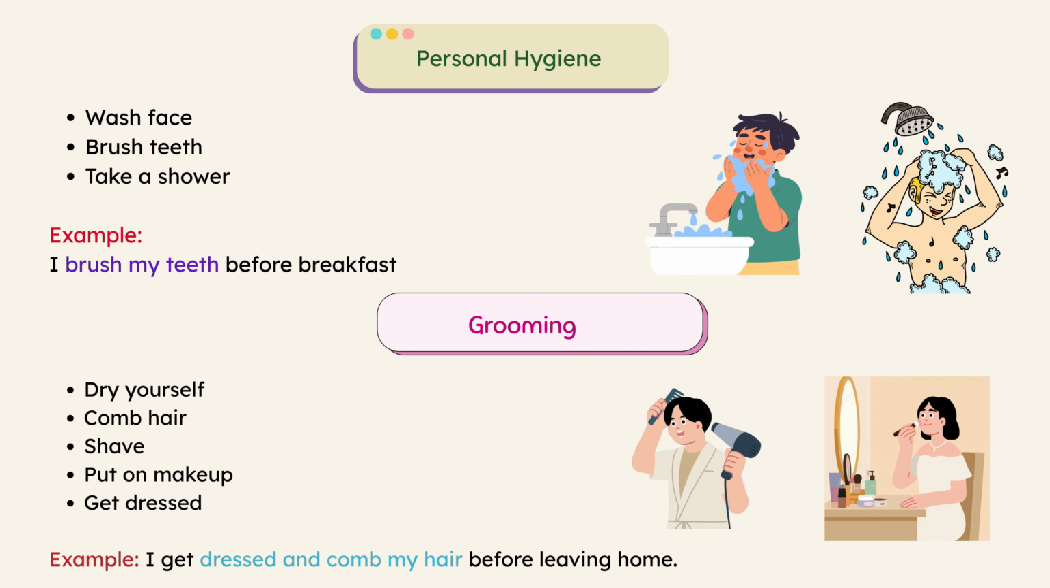Now, let's talk about personal hygiene and grooming. First, personal hygiene. These are basic activities to keep yourself clean. We use verbs like wash your face, brush your teeth, and take a shower. For example, you can say, I brush my teeth before breakfast. Next, grooming. These are activities to get ready and look neat. We use verbs like dry yourself, comb your hair, shave, put on makeup, and get dressed. For example, I get dressed and comb my hair before leaving home. These actions help you start your day fresh and confident.